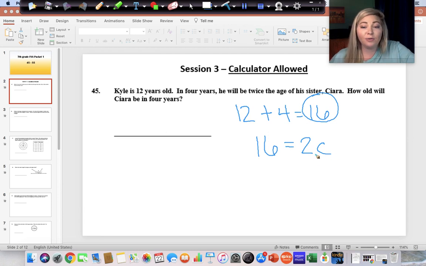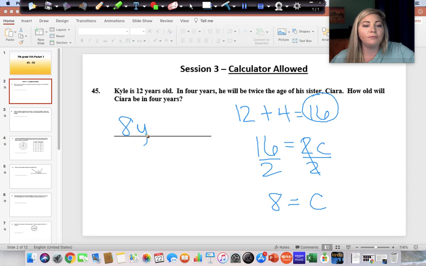So to solve this, we would just do the opposite and divide both sides by 2. This cancels because 2 divided by 2 is 1, and 1 times C is C. And 16 divided by 2 is 8. So in 4 years, Sierra will be 8 years old.